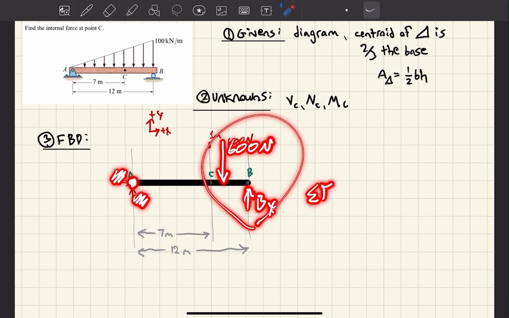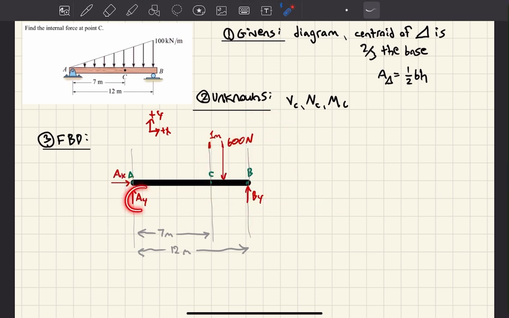I'm going to take the sum of forces in Ay. I'm going to take the sum of forces in the x direction. I'm going to find Ax. Long story short, we've done this before, so I'll just give you the numbers. You're going to end up finding that By is equal to 400 newtons.